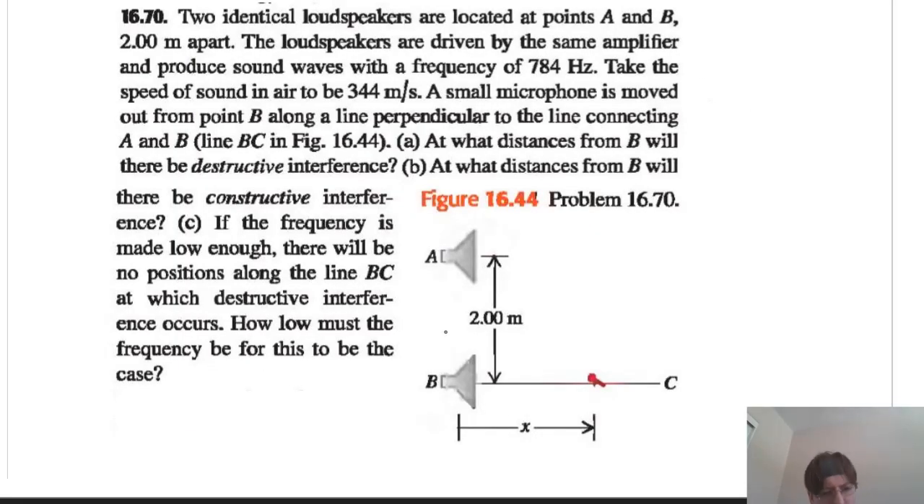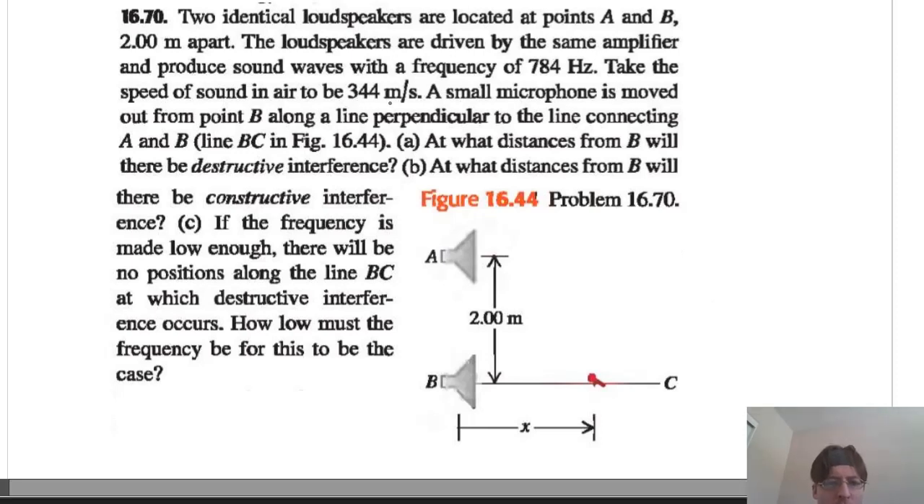Now we have two speakers again, but now we're looking at the points not between the two speakers, but out in front of one of the speakers. And we want to find the points of destructive and constructive interference again. In this case, we're supposed to assume the speed of sound is 344.